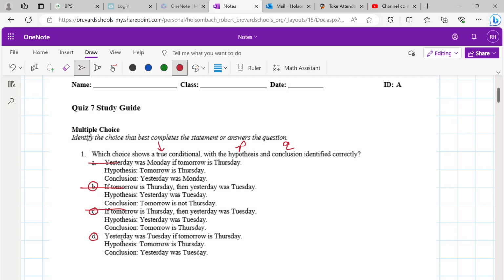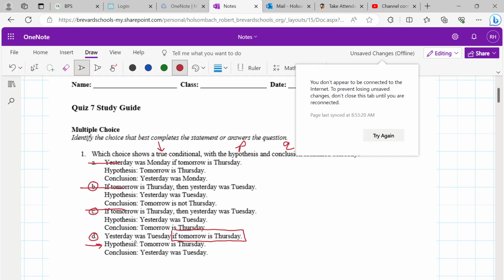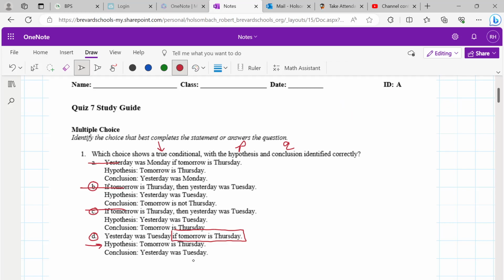All right, let's check D all the way through. Hypothesis, tomorrow is Thursday. Okay, it follows the if. Conclusion, yesterday was Tuesday. Now remember, when these things are out of if-then order, whatever follows the if is still the hypothesis. So in this case, if tomorrow is Thursday, here's the hypothesis. Tomorrow is Thursday. That is the hypothesis. The rest of the statement is the conclusion, which is yesterday was Tuesday.